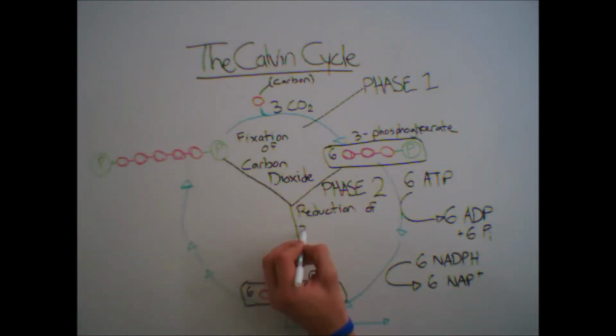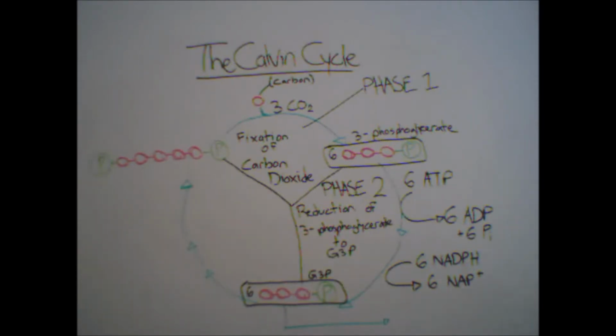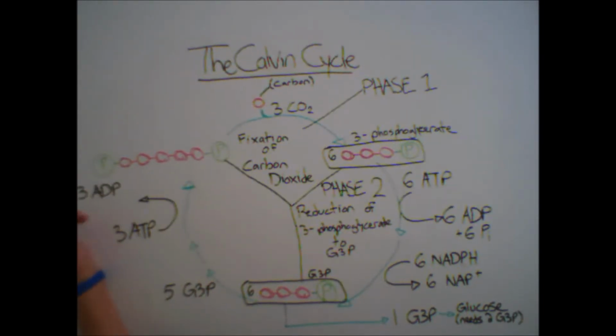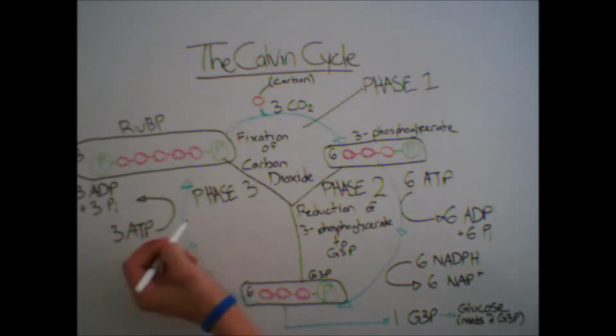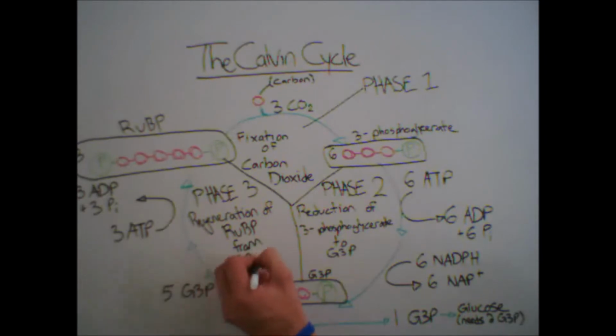The second phase is reduction. In this phase, each molecule of 3-phosphoglycerate gets another phosphate. Also in this phase, NADPH becomes NADP+, and ATP becomes ADP. The third and final phase is regeneration. This process rearranges the molecules so that the entire cycle can restart.